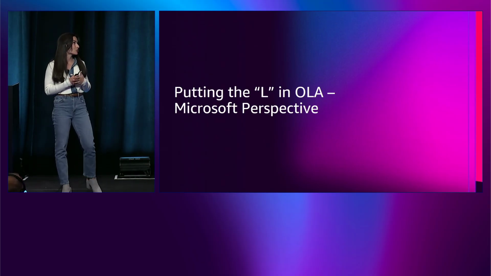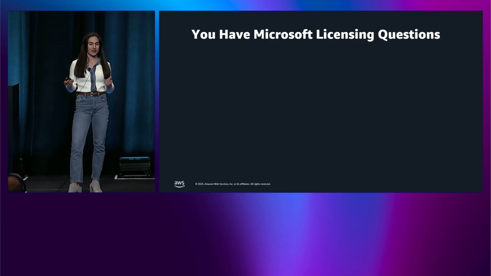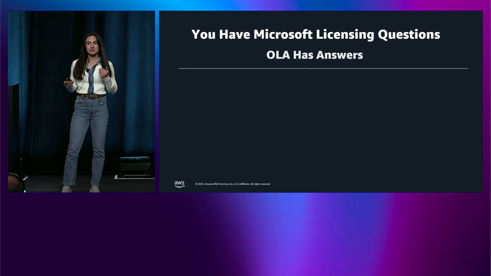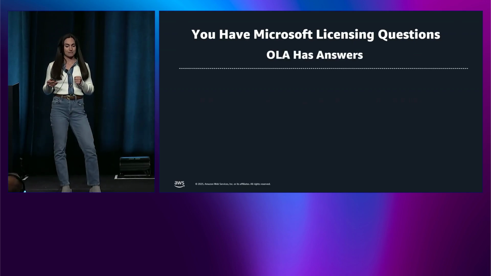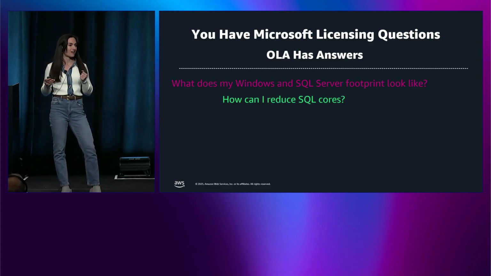All right, so we will zoom in a little bit on the Microsoft side of the assessment. What will you get from the Microsoft licensing analysis that is a part of an OLA? I know that's why most of you are here today. When customers are considering a migration of their Microsoft workloads to AWS, they come to us with 5 key questions normally. And OLA has the answers for those. The first is, what does my Windows and SQL Server footprint look like? That goes back to collecting that baseline inventory as the first step. And we'll talk about process-wise a little bit what that looks like on a following slide.